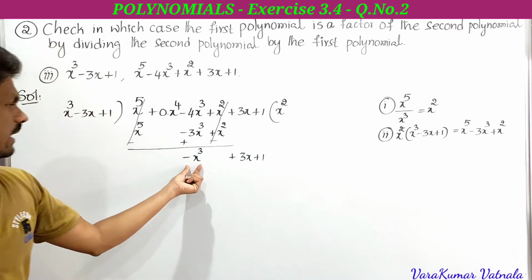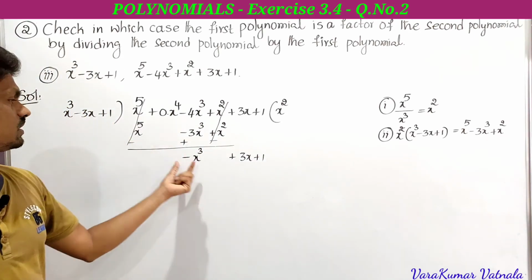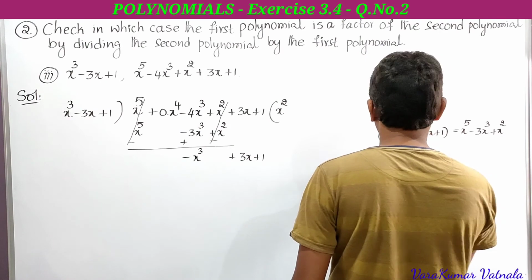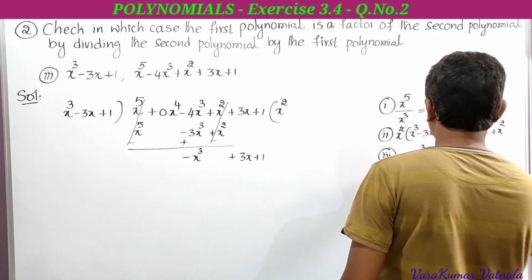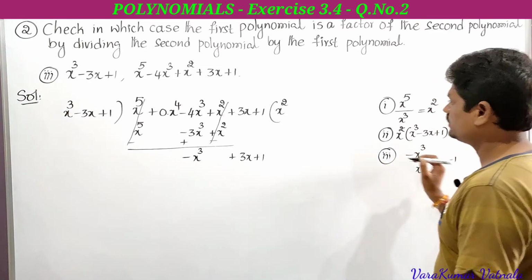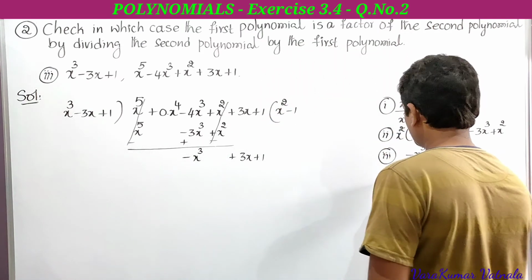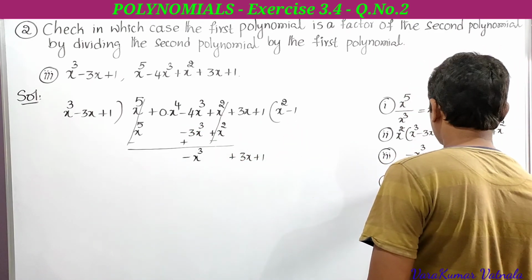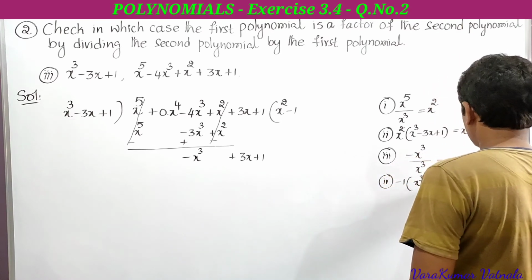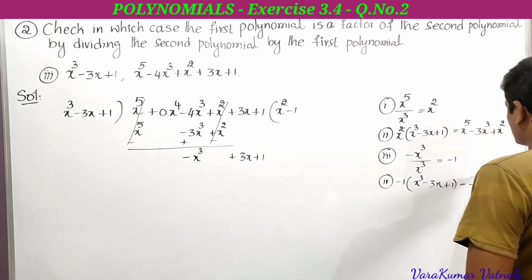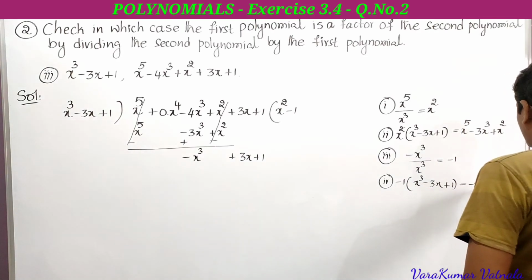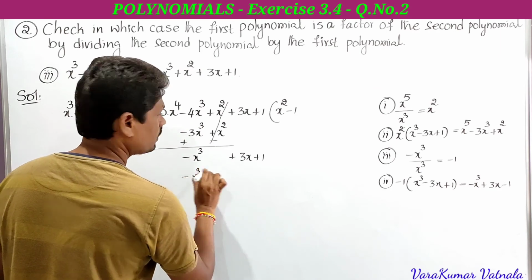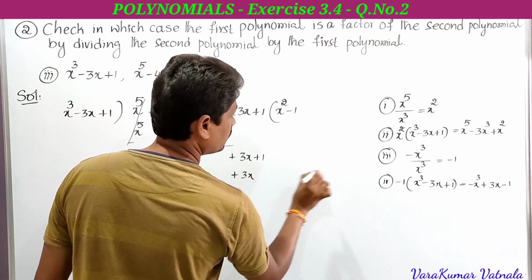So now divide the x cube term by x cube. Here the highest degree term is minus x cube, divided by x cube. So third one, minus x cube divided by x cube is equal to minus 1. Write this minus 1 in the quotient area. So next step, multiply the divisor with minus 1. That is minus 1 into x cube minus 3x plus 1. So we get minus 1 into x cube is minus x cube, minus 1 into minus 3x is plus 3x, minus 1 into plus 1 is minus 1. So right here we have minus x cube, plus 3x, and minus 1.